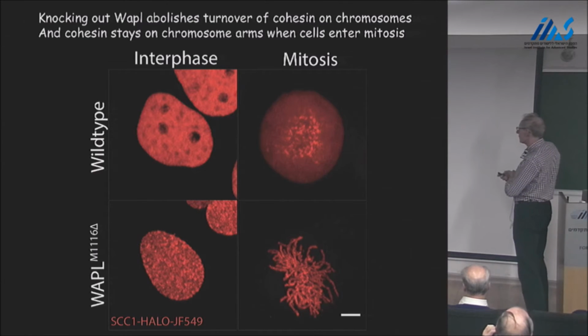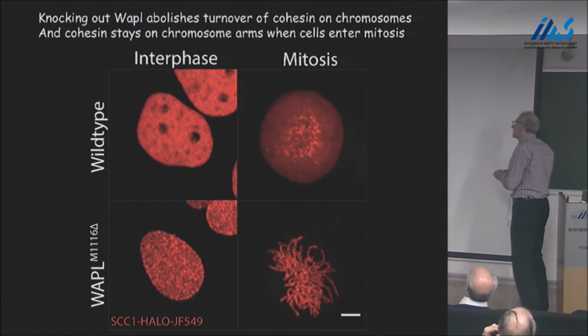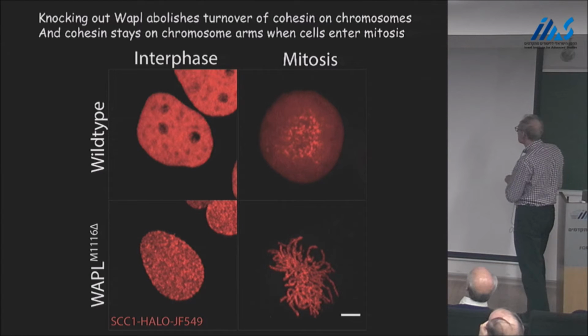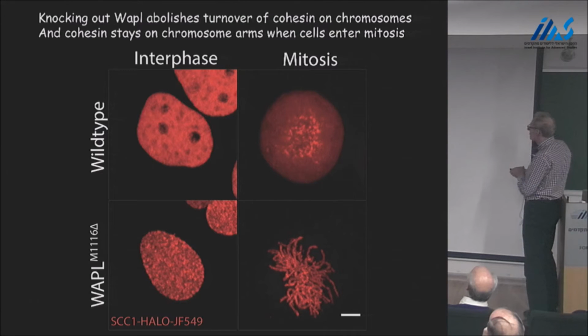Okay, so we're looking at cohesin, the halo tag cohesin. Now, what happens in wild type is the releasing activity goes into hyperdrive when cells go into mitosis, and only the cohesin at the centromeres is retained during mitosis. And you see almost all the cohesins come off into the cytoplasm. You'll just see the centromeric cohesin.